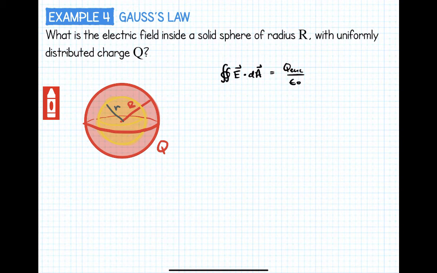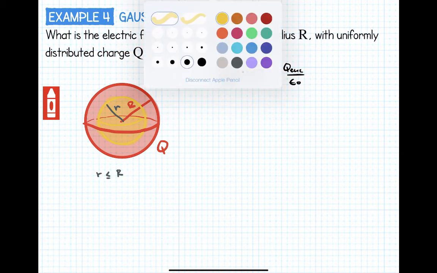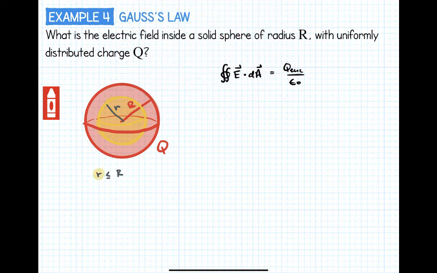And in this case, we need r to be less than or equal to big R instead of greater than or equal to big R. And once again, little r is for the Gaussian surface, and big R is a constant, okay? So that's what we have going on with our values.